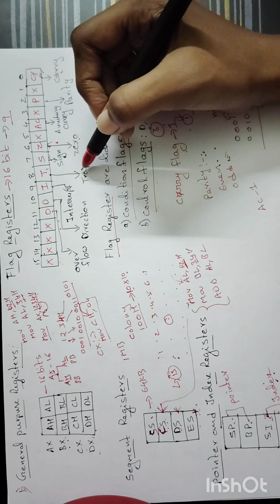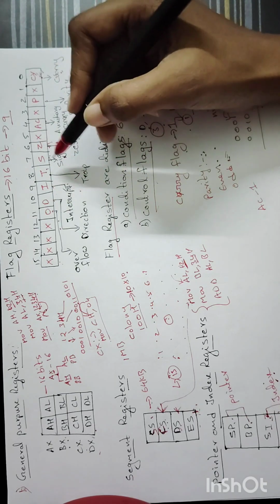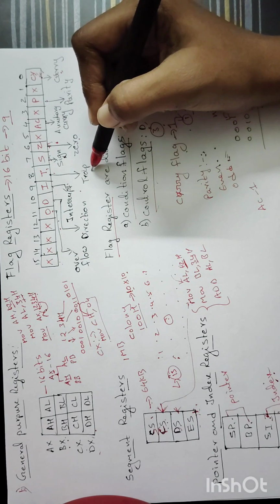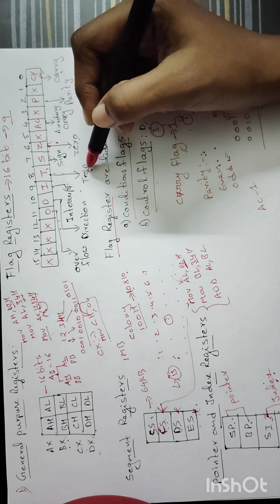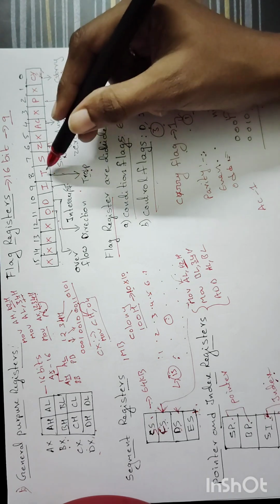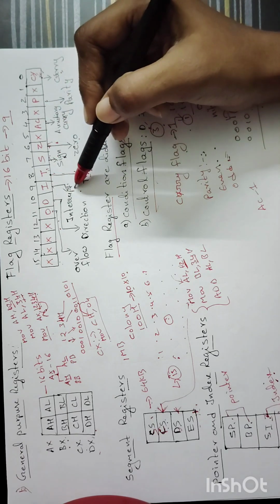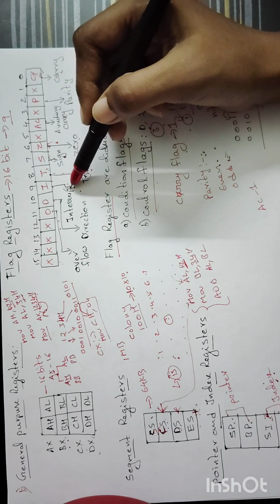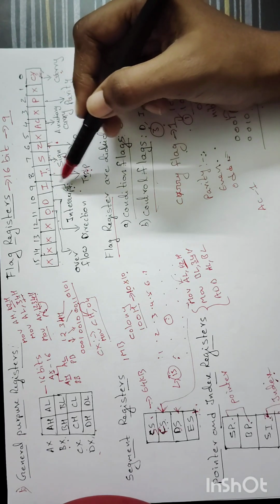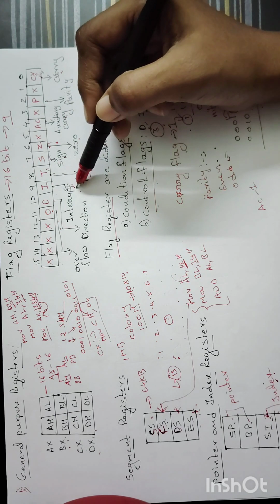Then the trap, interrupt and direction flags. When the trap flag is set, the processor enters single step instruction execution. If the program is executed in a single step, then this trap flag is set. Interrupt flag: when it is set, the maskable interrupts are recognized by the CPU. That means any interrupt recognized by the CPU is indicated by this interrupt flag.